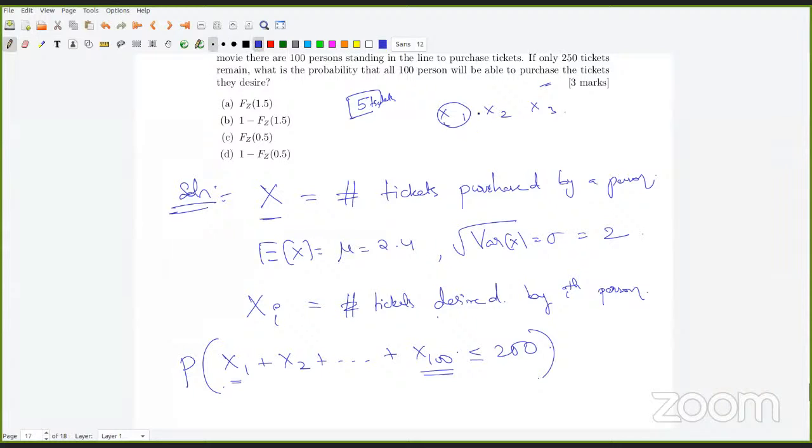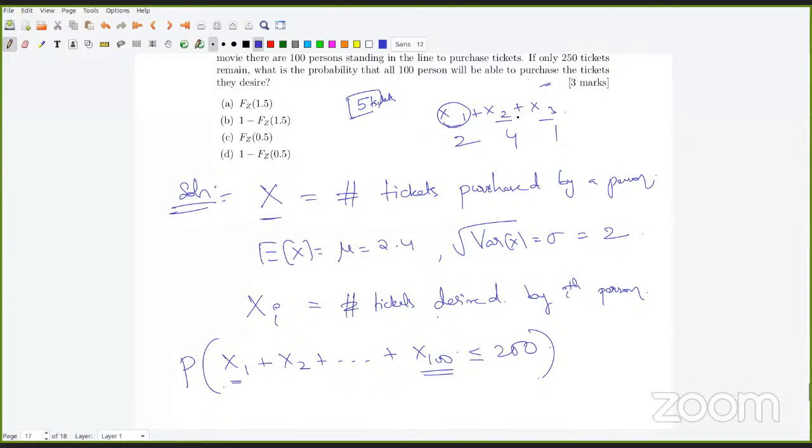So when will these 3 people's desires get satisfied? If this sum is less than or equal to 5, their desires get satisfied. If one desires 2, another 4, and another 1, then the total number of tickets desired by these 3 people is 7. But the only tickets available at the counter is 5. So they can't desire more than the available tickets, and a few people won't get satisfied.